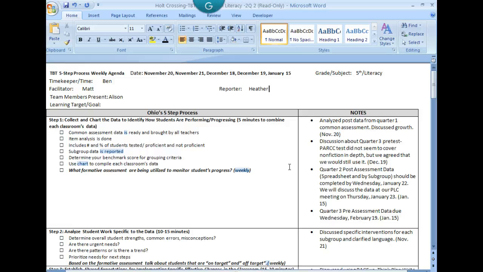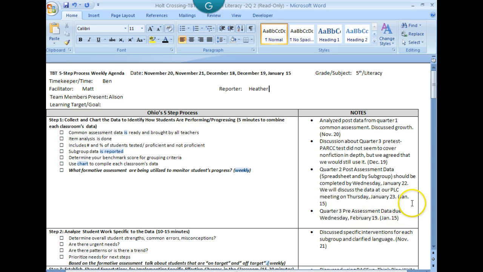the date of what was discussed during that meeting. So at the top you can see the dates that they met: November 20th, 21st, December 18th, December 19th, and January 15th. And under each step, whatever step they were on, that is documented.